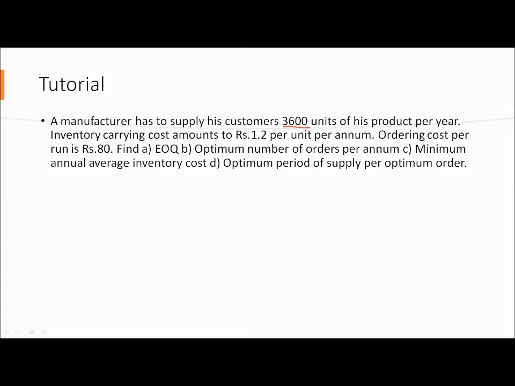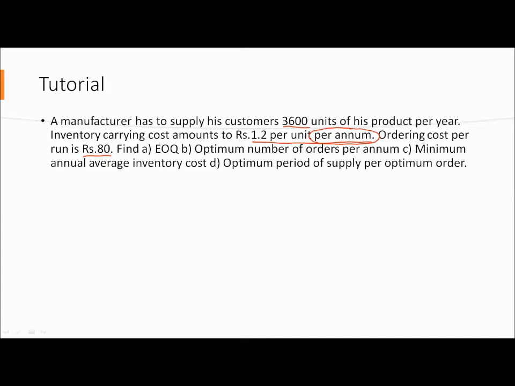Inventory carrying cost amounts to rupees 1.2 per annum. You need to be very clear about this term: this is given per annum, so you can directly take the value of C, that is rupees 1.2 per unit per annum. In the previous problem, it wasn't per annum, so you had to calculate the value. Ordering cost per run is rupees 80. So the procurement cost is rupees 80.